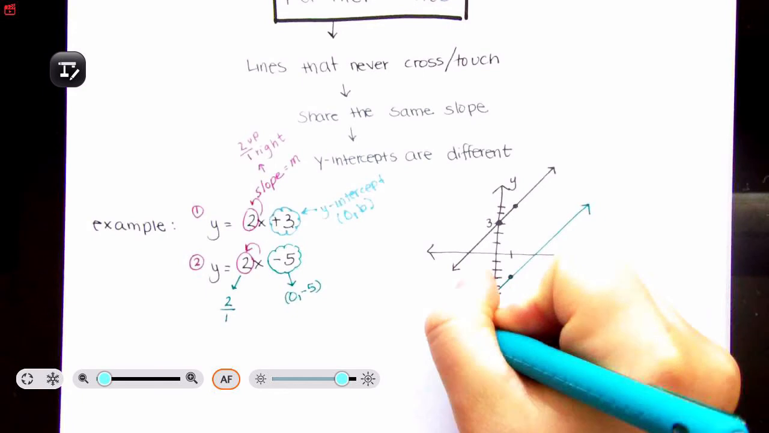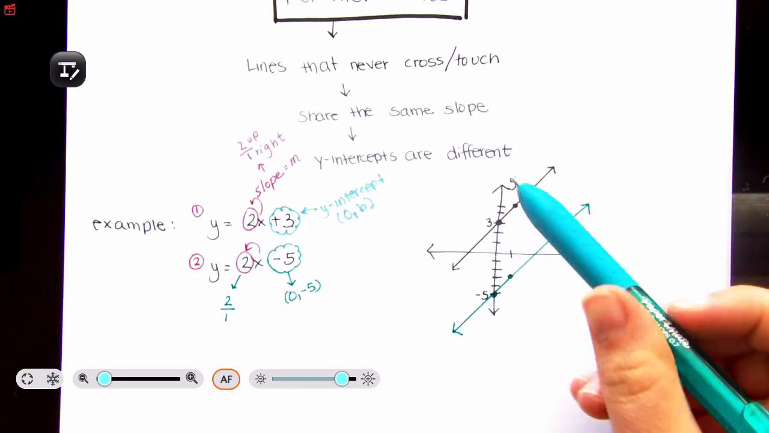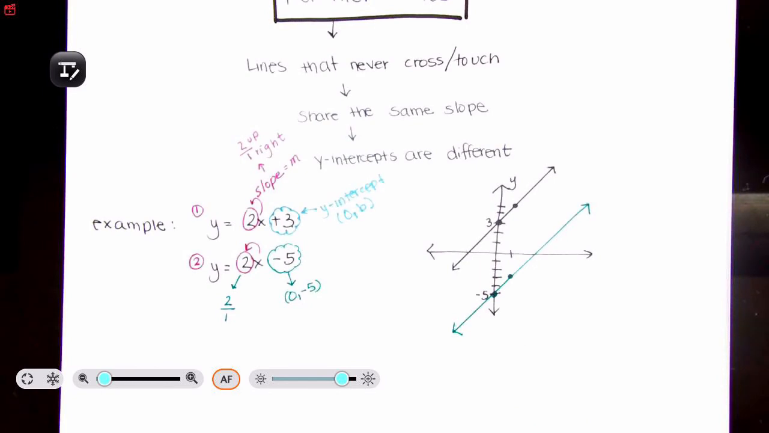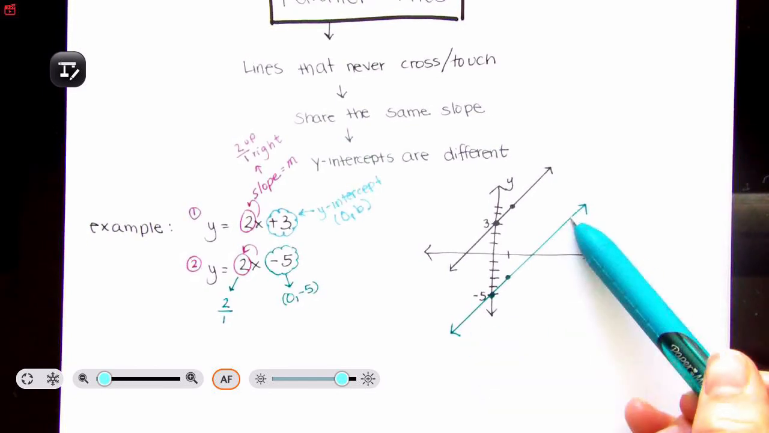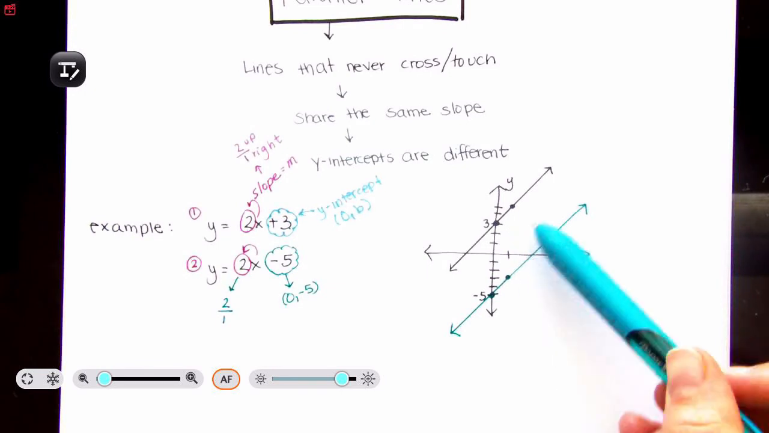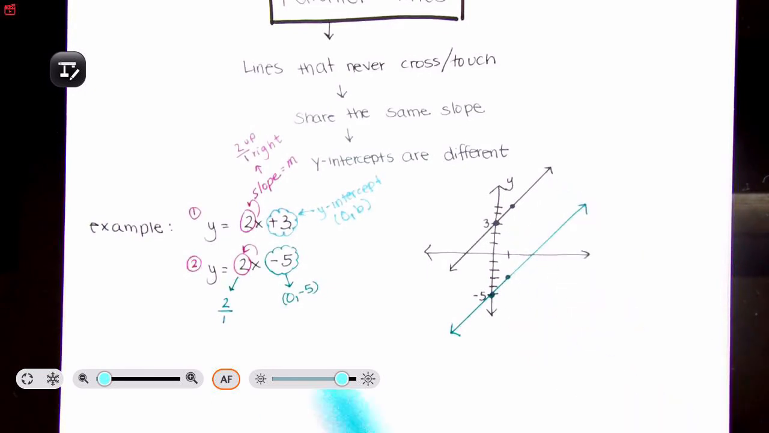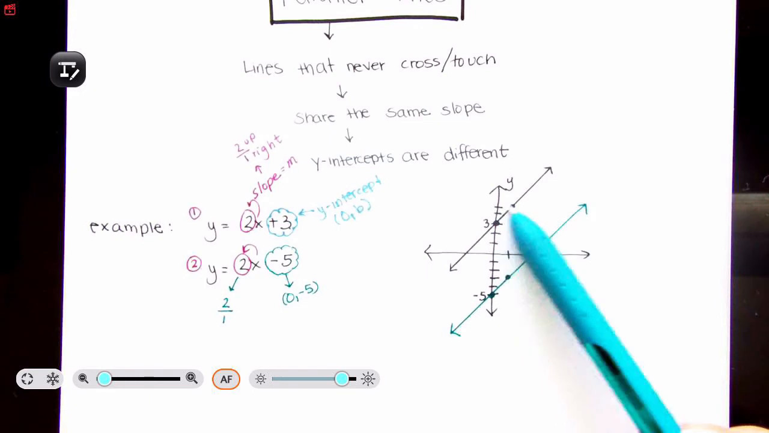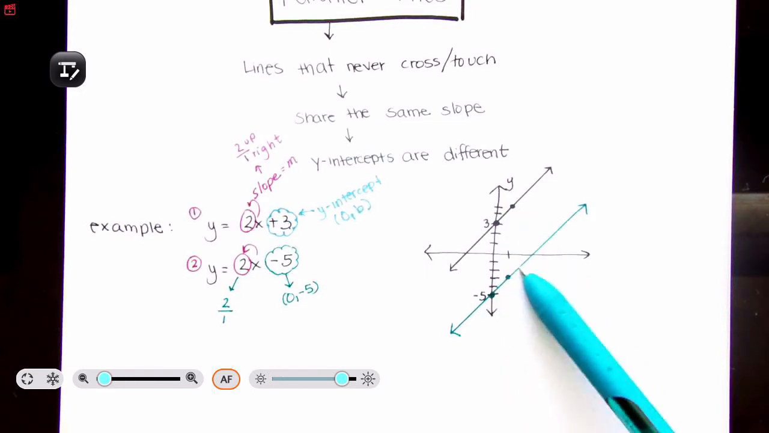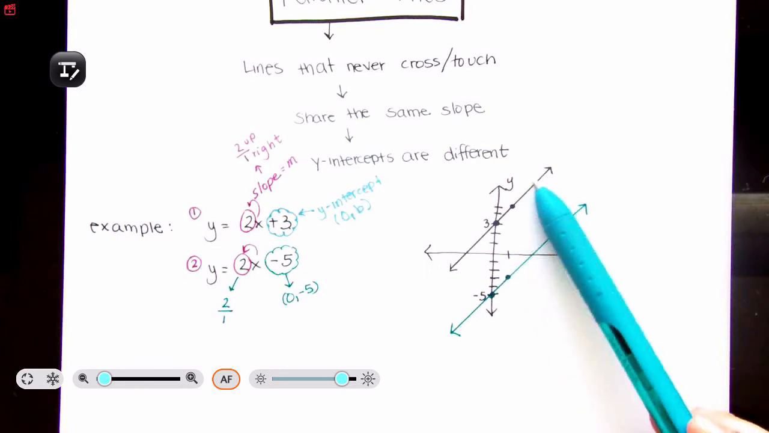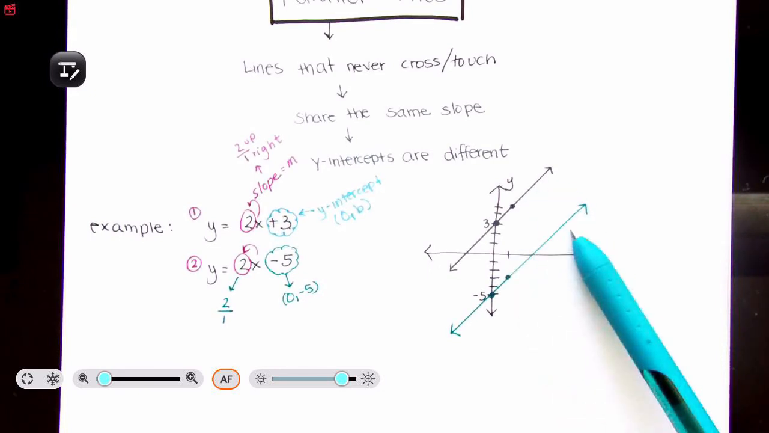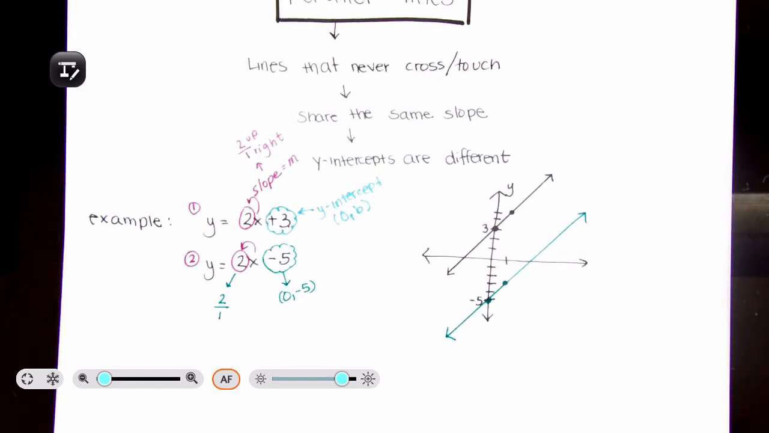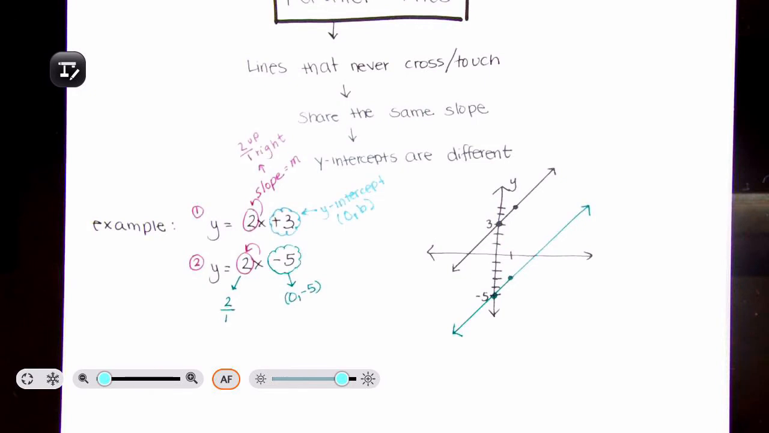Here it is. Okay, so the black line is your equation number 1. This green line looks like it will never truly cross with the black line. And the reason being is the slope, the rate of change, is the same. So if this black line goes up 2 over 1, then your green line is up 2 over 1. And if your black line continues going up 2 over 1, your green line continues up 2 over 1. Because their rate of change is exactly the same for both lines, they will never truly meet and cross. Therefore, they are parallel lines.